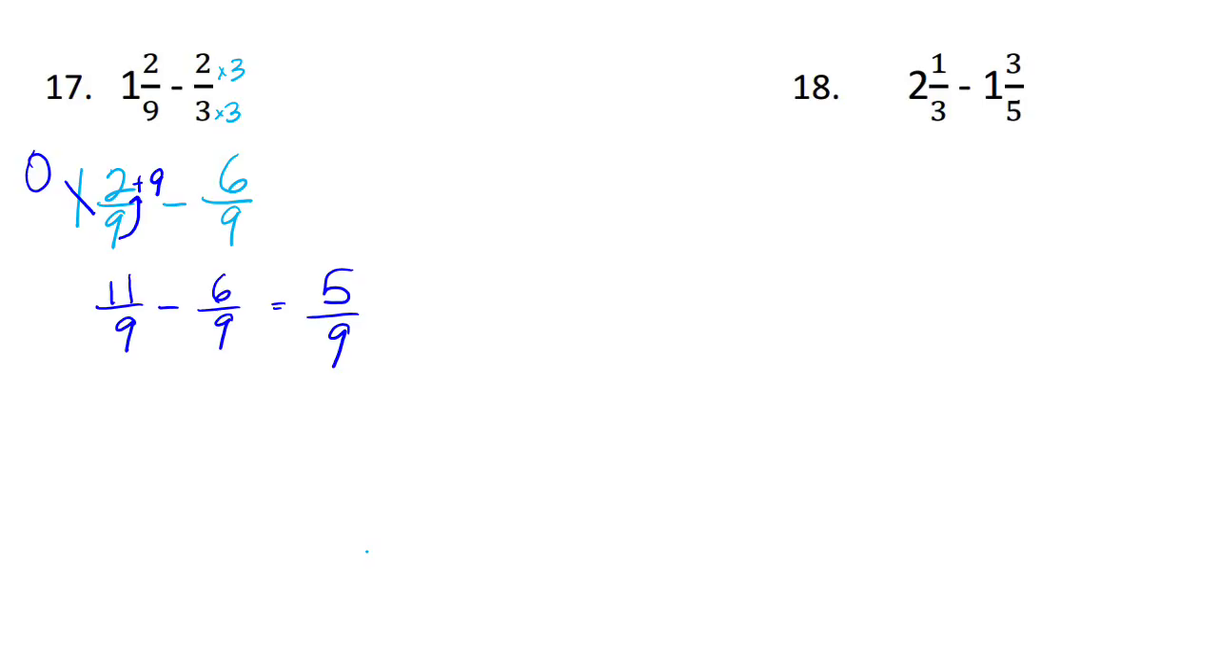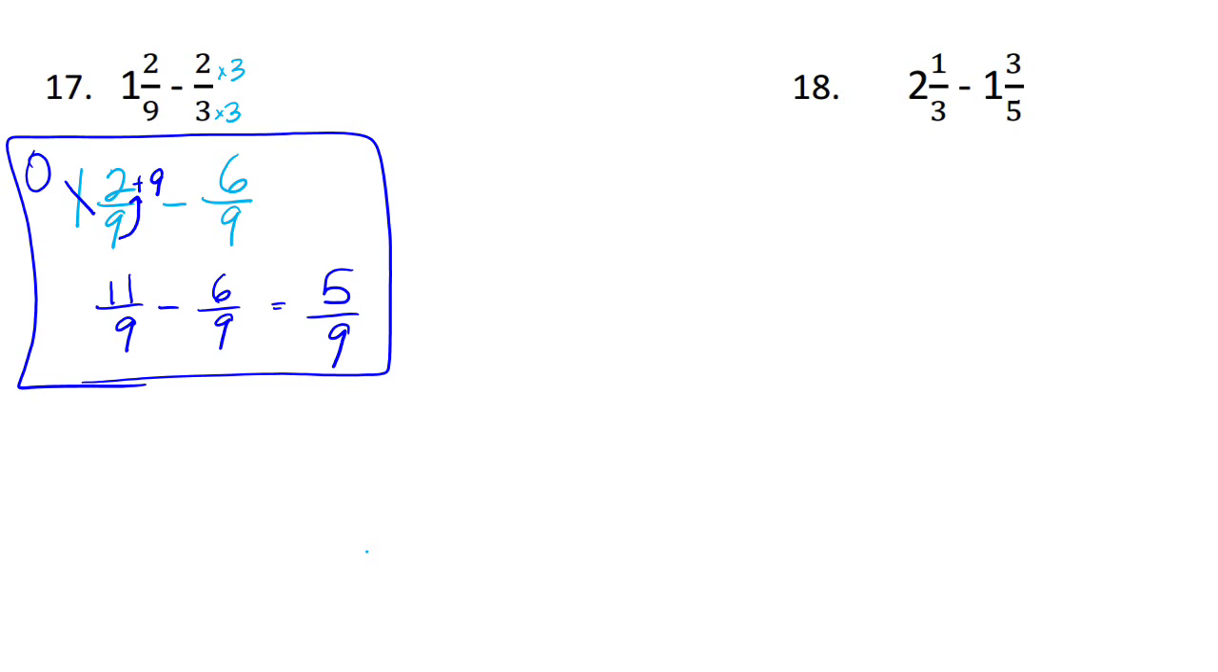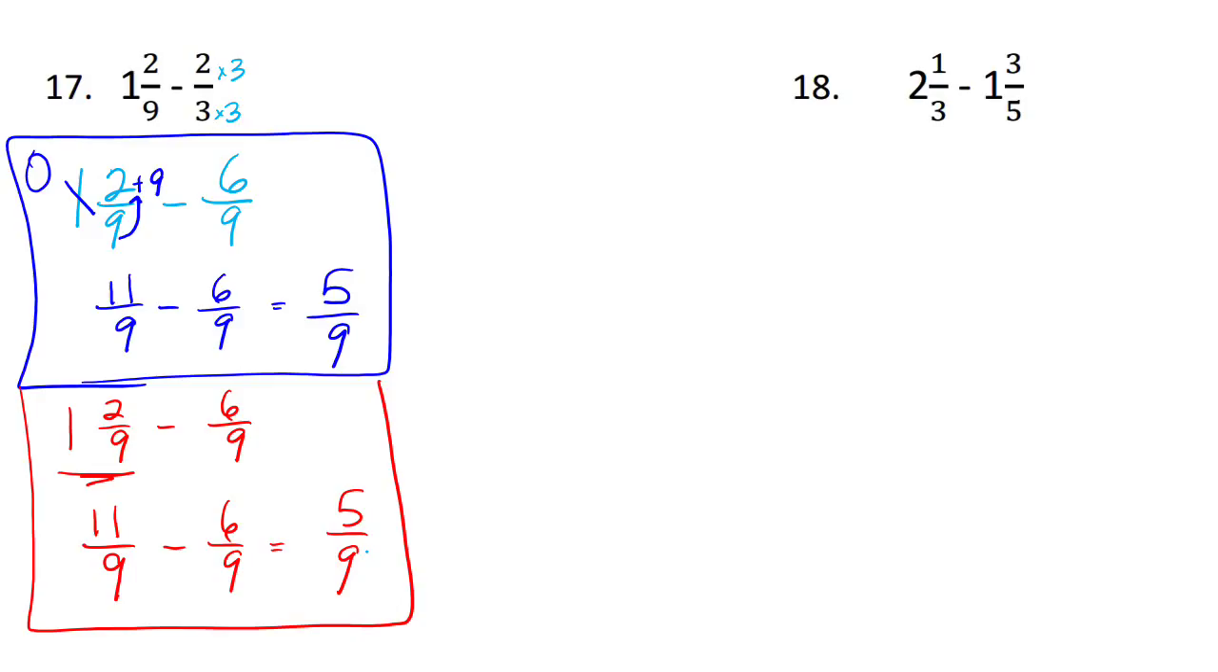So another way we can solve this after we find common denominators. So this is the borrowing from the whole method, for that step. If we get stuck on borrowing from the whole, you can change 1 2/9 into an improper fraction. So when we do that, it would be 11/9 minus 6/9. That would equal 5/9. So there's two different ways to solve this problem.